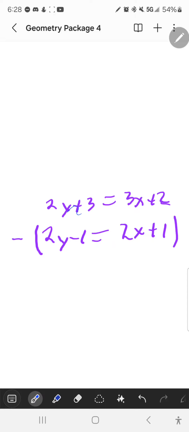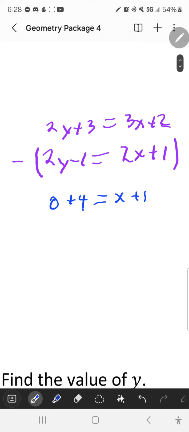So I'm going to say 2y minus 2y is 0. 3 minus minus 1, same sign, so it finishes being a plus. So 3 plus 1 is 4. Equal 2x minus 2x, x. And then 2 minus 1 is 1 positive. And we got that 0 plus 4 is x plus 1.